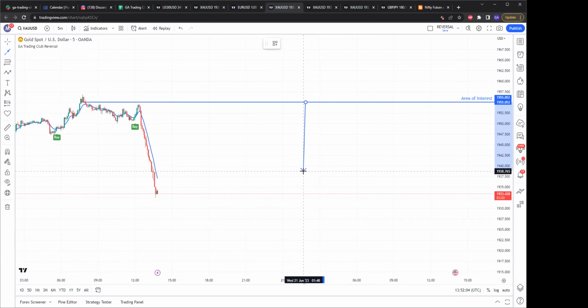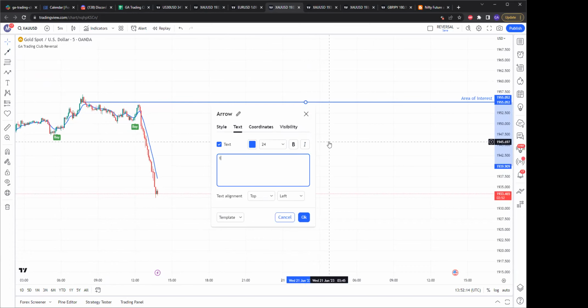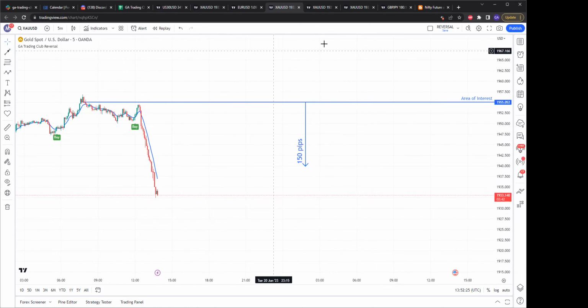I'd be terrible at math. 1940. So that's 1940 right there. So gold has reached the threshold. What this tells you is that you're not interested in any buy signals that you will get from the reversal indicator within this threshold. So right now, if we do get a buy on gold, I will take that buy on gold.